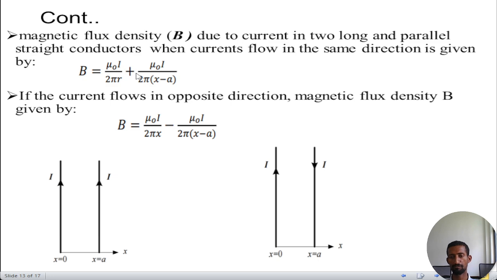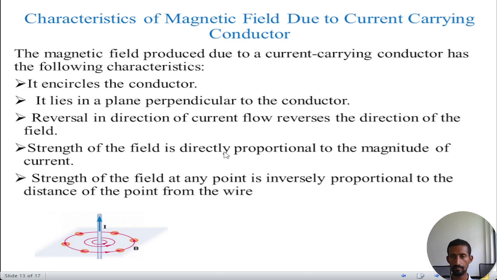But what if the current is flowing in the opposite direction, like this one? In one conductor the current is flowing from this point to this point, and in the other conductor the current is flowing from this point to this point. If this is the case, we will use this formula.